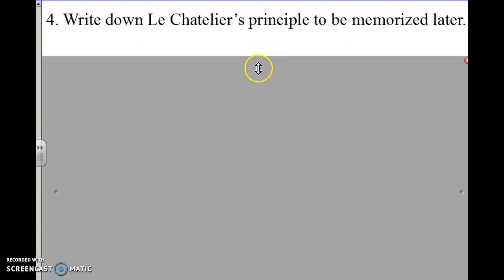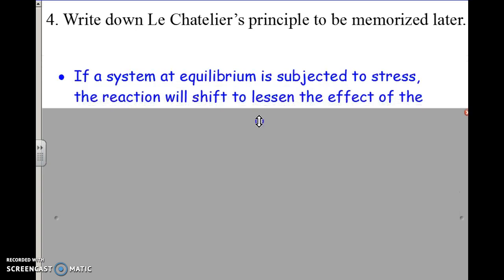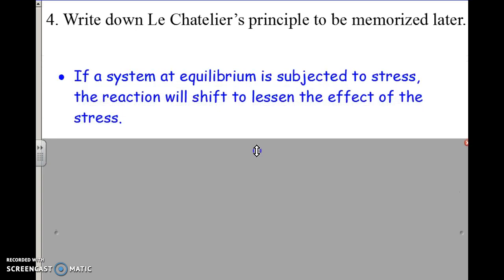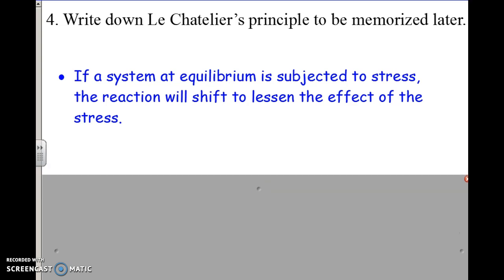Write down Le Chatelier's principle. Take a second and do so. If you can't, just write it down from here. If a system at equilibrium is subjected to a stress, then the reaction will shift to lessen the effect of the stress. Again, pause the video to do whatever you need to do to take notes.